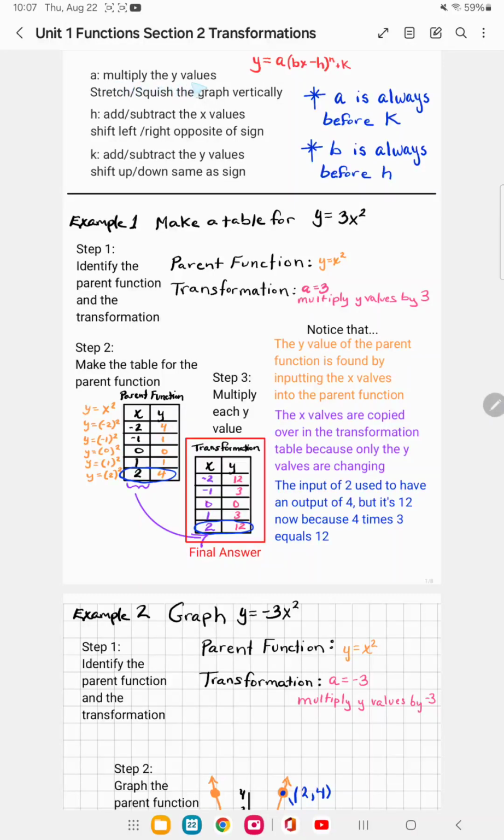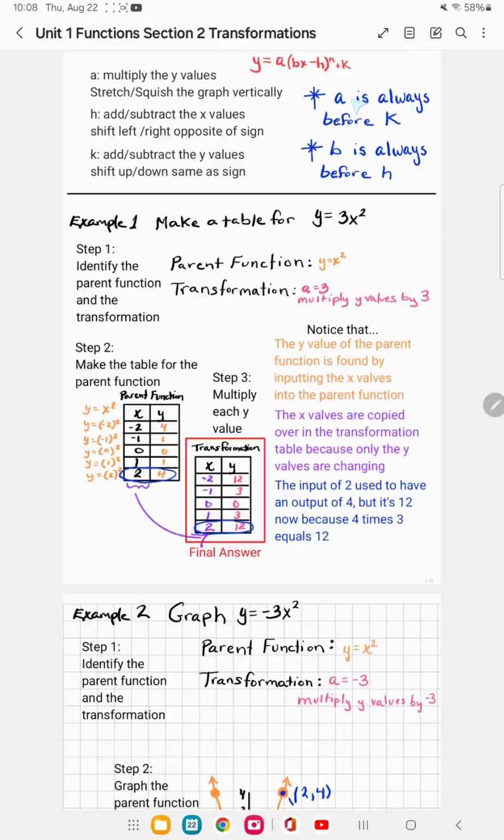A is going to multiply the y values, stretching and squishing the graph vertically. H is going to add and subtract to the x values, shifting left or right based off of the opposite of the sign that you see. So if it says minus h, then you're actually going to have a positive h and you're going to go right. If it says plus h, then it's a negative h and you're going to go left. Always opposite. K adds or subtracts to the y values and shifts up or down based off of the same sign. So plus goes up and minus goes down.